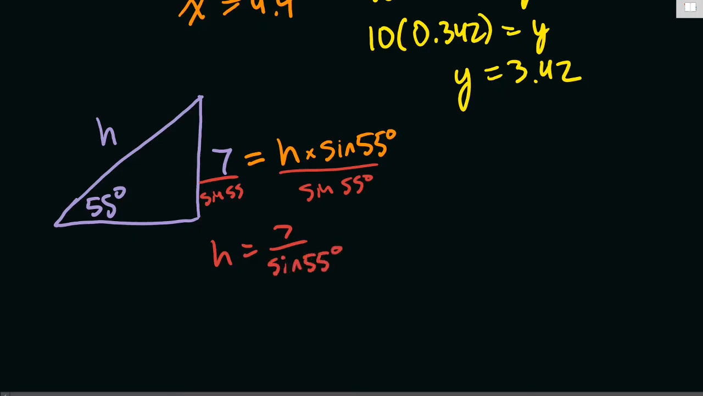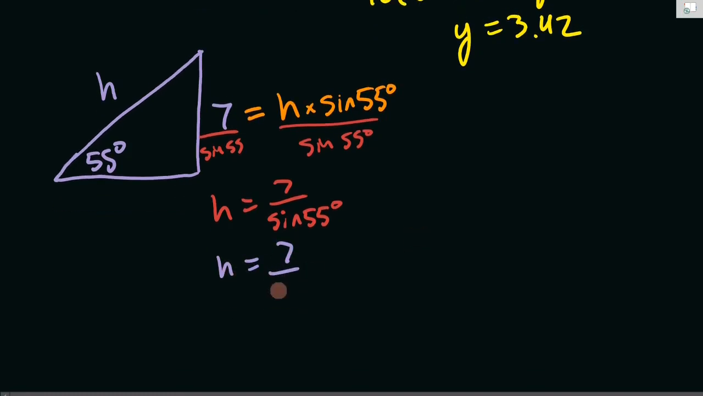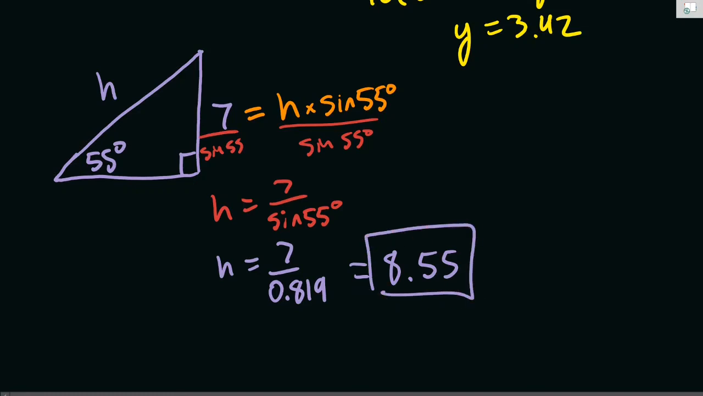And if you work that out, 7 over the sine of 55, which is 0.819, and 7 divided by that is 8.55 approximately. Cool. There you have it. You found the hypotenuse using this idea of scaling your unit triangle by your hypotenuse.